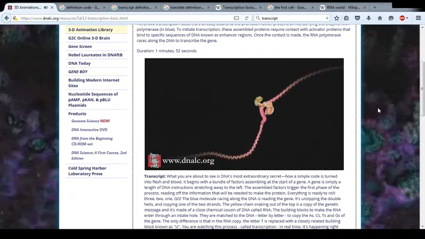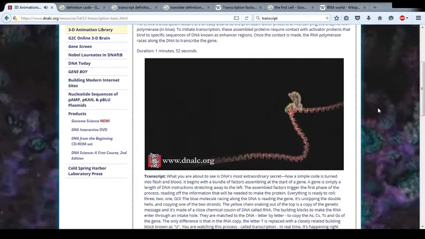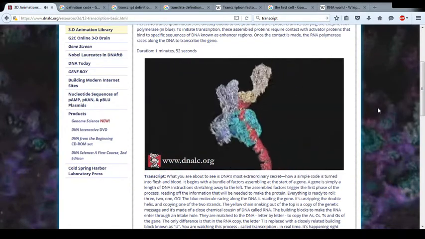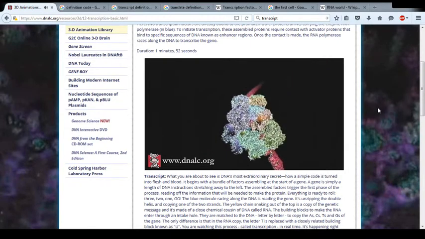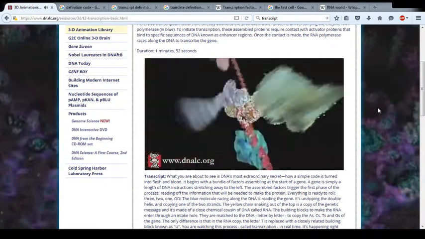What you are about to see is DNA's most extraordinary secret: how a simple code is turned into flesh and blood. It begins with a bundle of factors assembling at the start of a gene. A gene is simply a length of DNA instructions stretching away to the left. The assembled factors trigger the first phase of the process, reading off the information that will be needed to make the protein. Everything is ready to roll. 3, 2, 1, go.